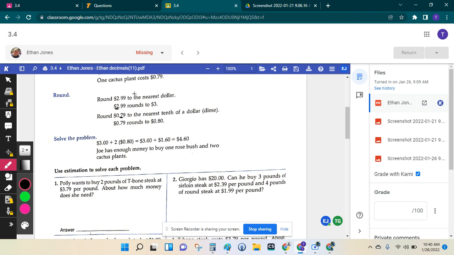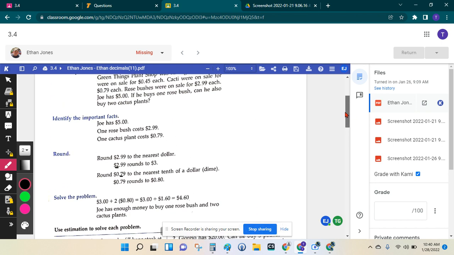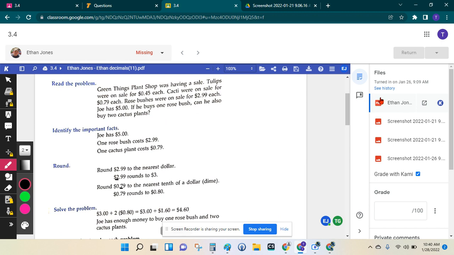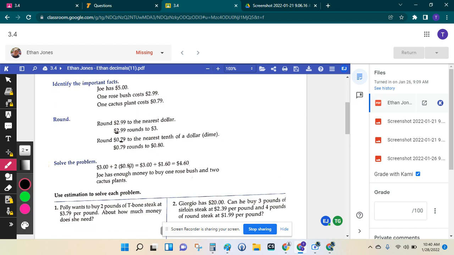Okay, so here the rose bush would have cost $3. And then up here it said that he wanted 2 cactus. So the cactus were 80 cents. So 2 times 80, that's what this right here is saying, would be $1.60. So you'd say $3 plus $1.60 equals $4.60. So does he have enough to buy the cactus and the roses? So he had $5, so yes, he does.